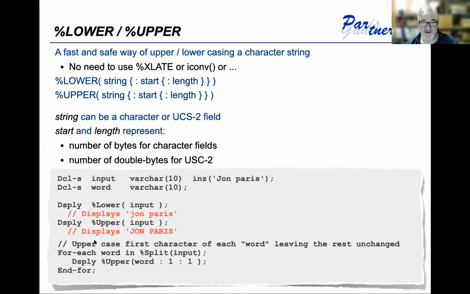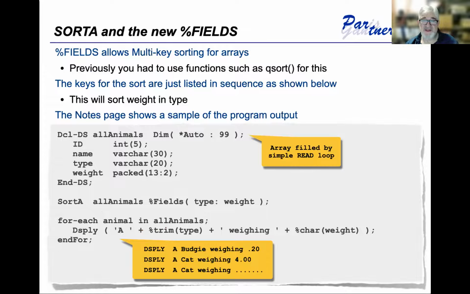Now this particular example down here, if I display the lower of the input field, which is this one, then I'm going to get john paris. If I display upper, I'm going to get JOHN PARIS like this, all capitals. But if I wanted, I can also do for each word in split, for example, which would give me John and Paris as two separate words, and then uppercase only the first character. Right, so I'm going to have the uppercase version of that for the rest of it. Like I say, it's nice, it's safe, and RPG takes the responsibility, not me.